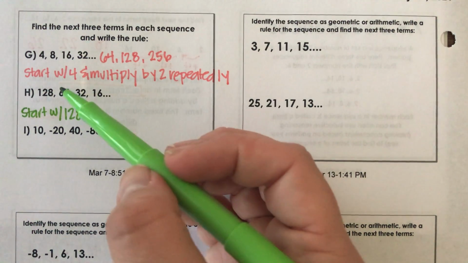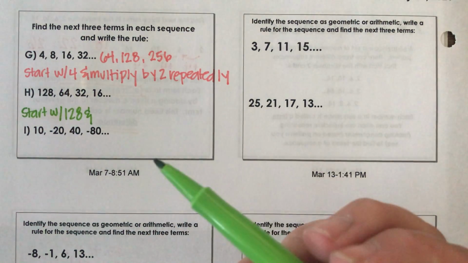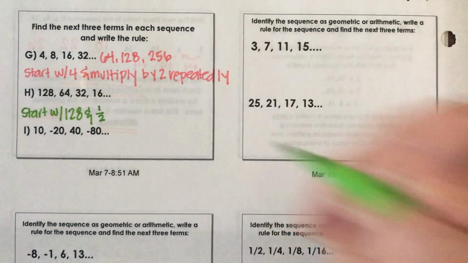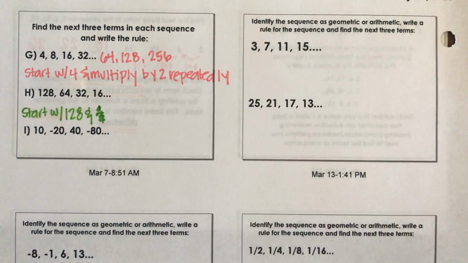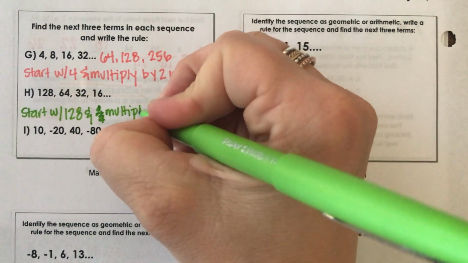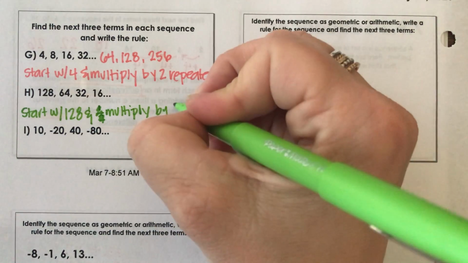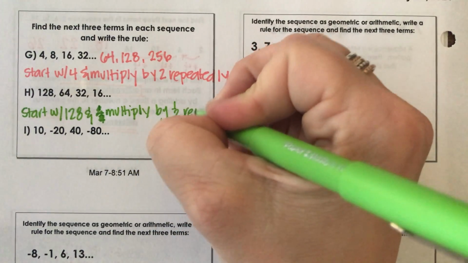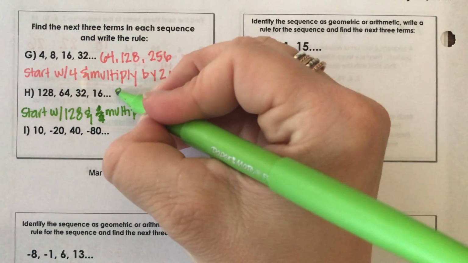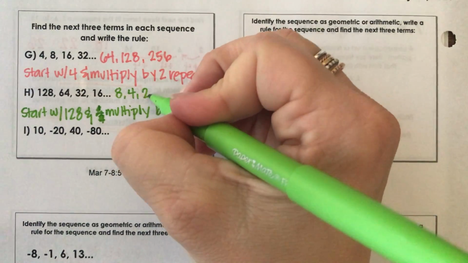On your calculator, you can type in 64 divided by 128, and you get a half, right? Or 0.5. So start with 128, and we're going to multiply by 1/2 or 0.5 repeatedly. So that goes 8, and then 4, and then 2.